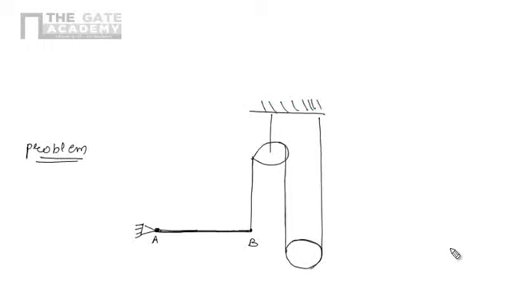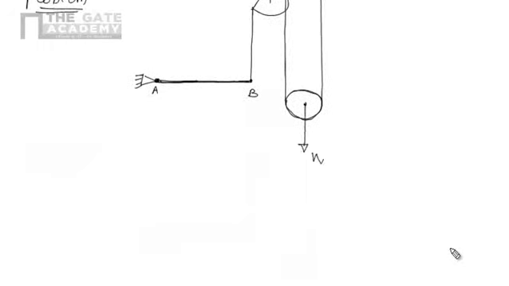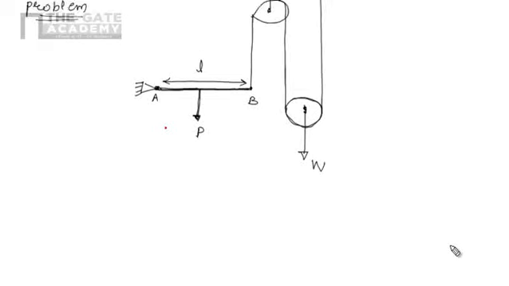And this pulley is carrying a load W, and the length of AB is L, and these two pulleys are frictionless pulleys. Now we are interested in the point of application of force P such that the whole system is in equilibrium.